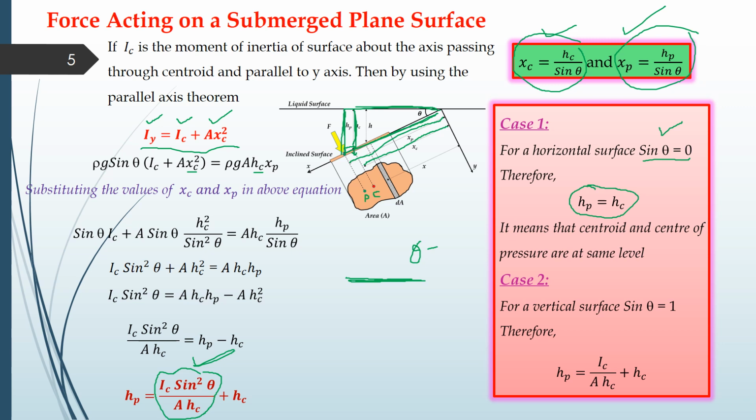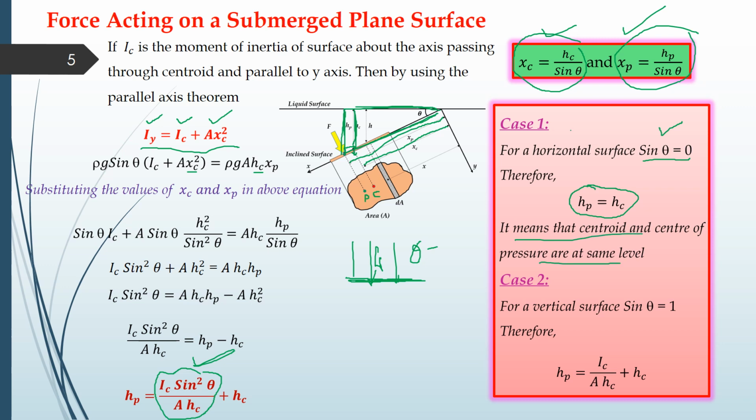In that case, the force will remain the same, it will not change, which we have derived in the previous slide, and the line of action will also remain the same in the case of a horizontal surface. If it is a horizontal surface, hp and hc will have the same depth, the same height. It means that the centroid and the center of pressure are at the same level.